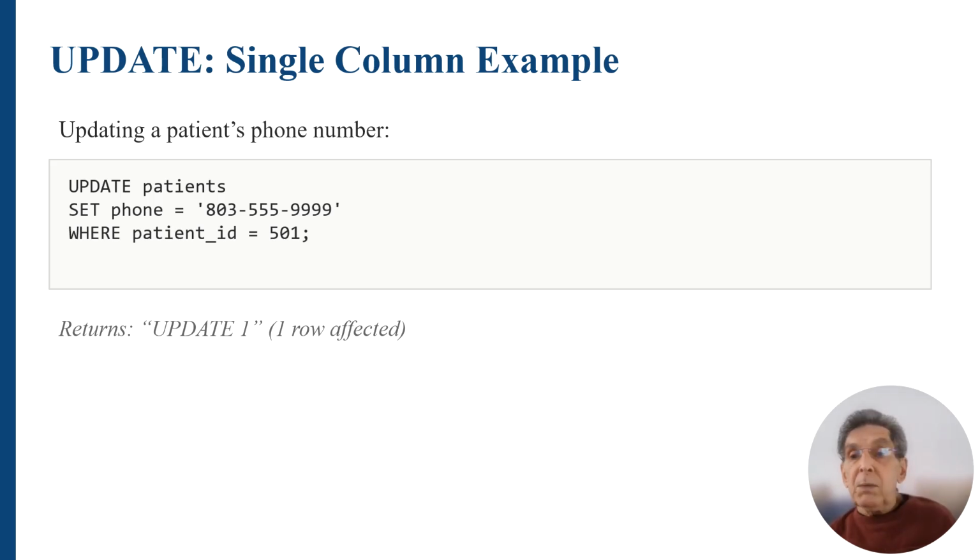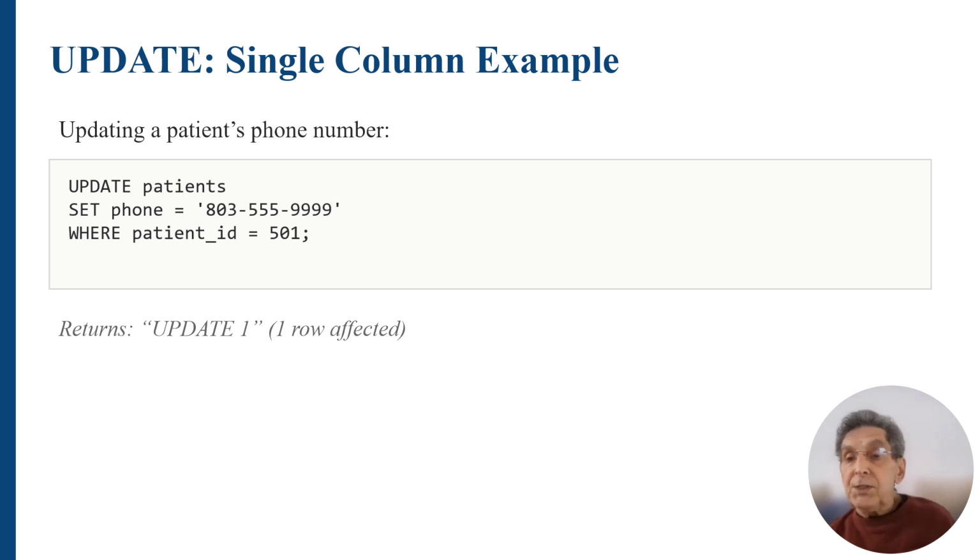Here's a single column example, a very straightforward example, updating a patient's phone number. We specify the patient's table, set the phone column to the new value, and use WHERE to target only patient 501. When this executes successfully, Postgres returns UPDATE 1, indicating one row was affected.